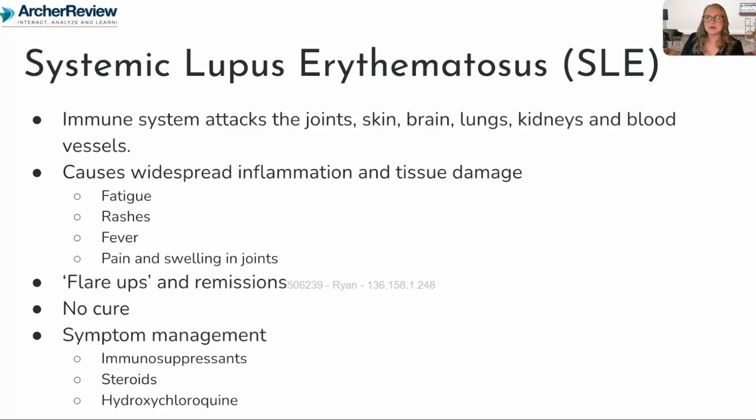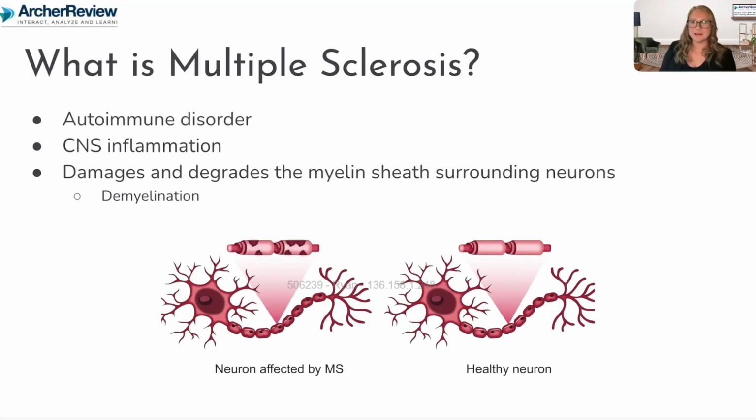And it has been approved to administer the malarial medication hydroxychloroquine. Next, a few autoimmune disorders of the nervous system. You'll remember multiple sclerosis is where we have an immune system attacking the myelin sheath around those neurons. Causes a lot of inflammation in the central nervous system and really impairs the body's ability to communicate and effectively send those impulses down the axons of the nervous system.